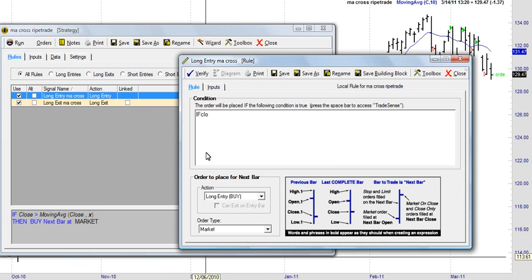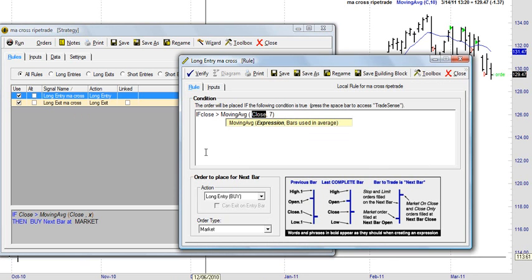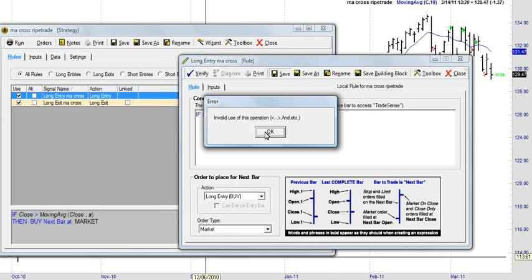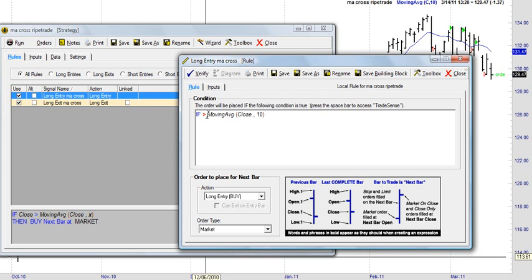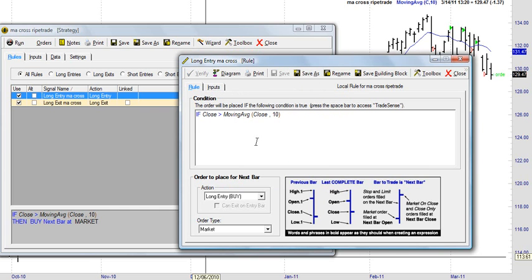So we'll write the rule. If close is greater than the moving average, 10 periods, we're going to go long entry, buy at the market on the next day.